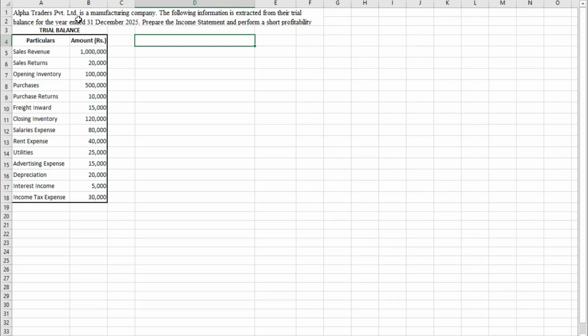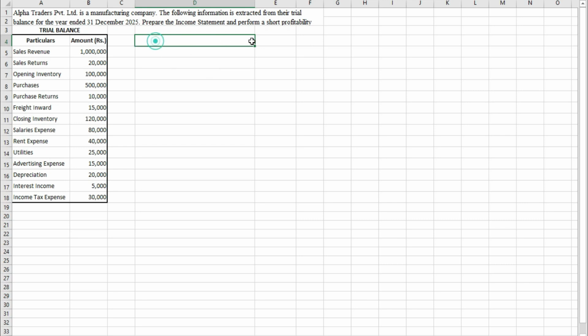The Alpha Traders Private Limited is a manufacturing company. The following information, yes, everything is given. So this is the trial balance. I will do it very quickly without wasting your time. So let's start. First, we have to add the company name, etc.